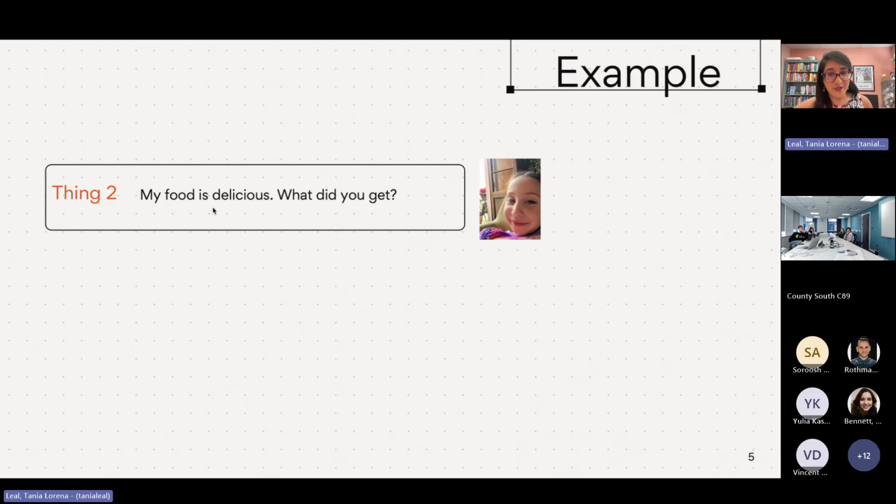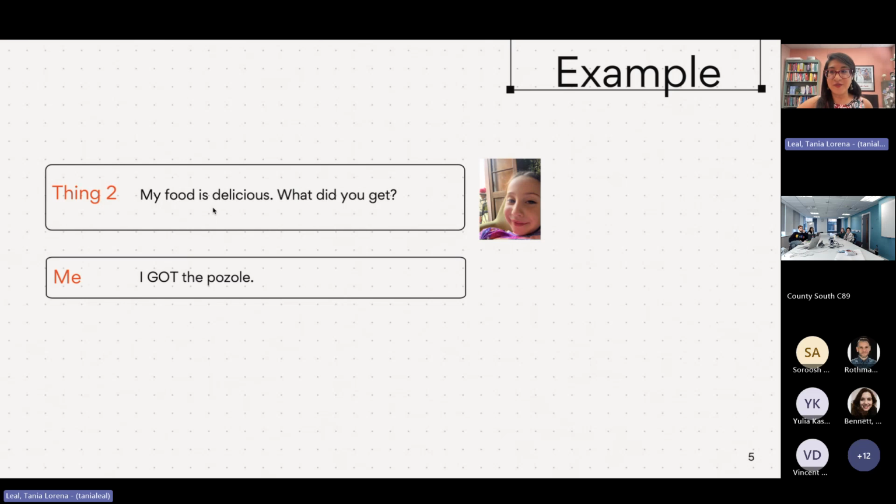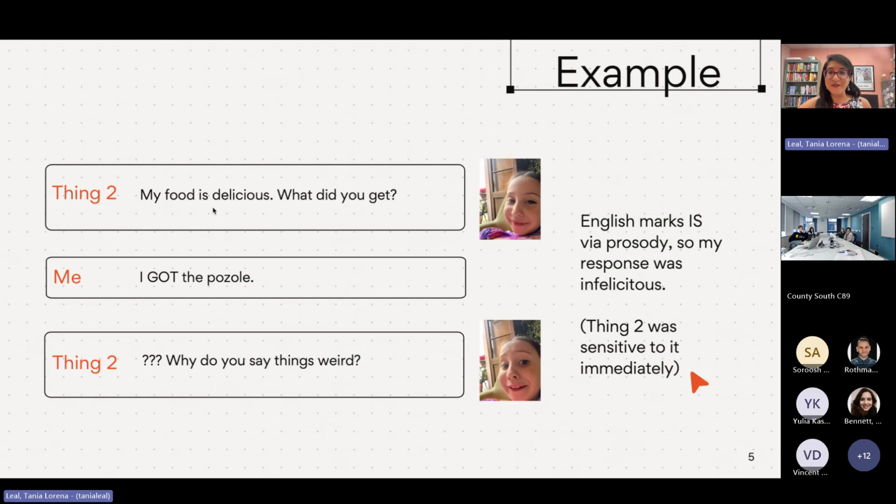Now, one of the quiet joys of being both a linguist and a parent is that you can run harmless little experiments with your children, which I do all the time. So I told her that I had gotten the pozole, which is an answer to this. It's a Mexican soup, but I deliberately stressed the wrong word. Instead of saying I ordered the pozole, I said I got the pozole. And the result was instant confusion.